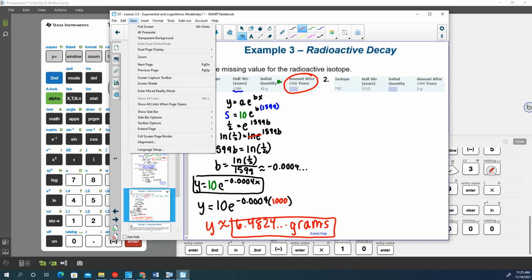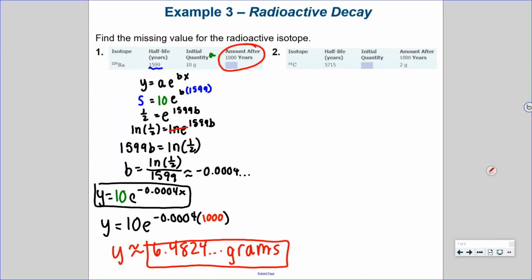All right, this next one's a little trickier because we don't know the initial quantity. We don't know A. But don't worry, it's not a substitution one. There's a little simpler way to set it up. Okay, so we're going to start again with our model. So we don't know A, and we obviously don't know B. But we do know the half-life, and we know how much there is after 1,000 years. So let's start with plugging in our half-life.